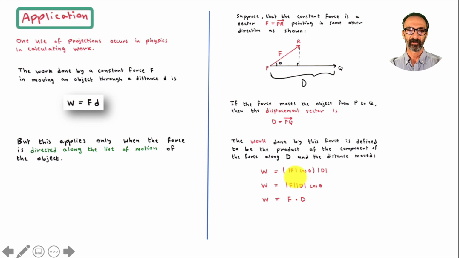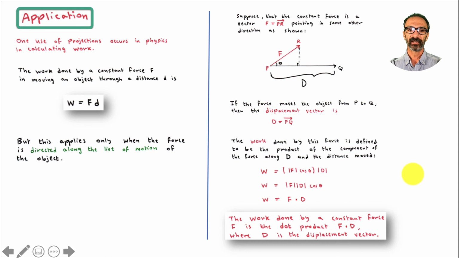But look at this. It looks like the dot product, but rearranged. If you take the D in next to the magnitude of F, that looks like magnitude of A times magnitude of B times cosine of the angle between, which is a dot product. So now you have it. In case you're not going in the same direction, you have an angle between. The work is F dot D. So the work done by a constant force F is the dot product F dot D, where D is the displacement vector.